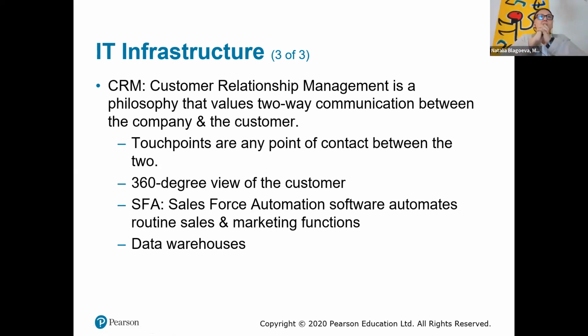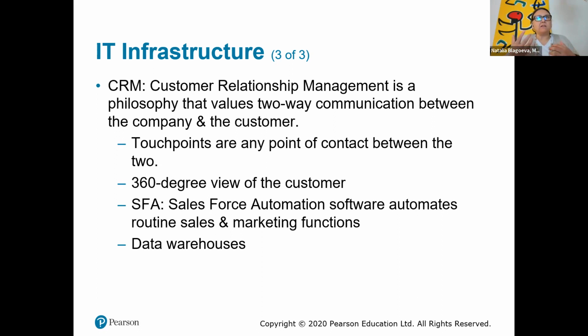Okay, so this is the last point of IT infrastructure. So this is about the CRM. So the CRM system has become a very important system in any big company today. This is a system that manages all the relationship with customers. It's called customer relationship management.